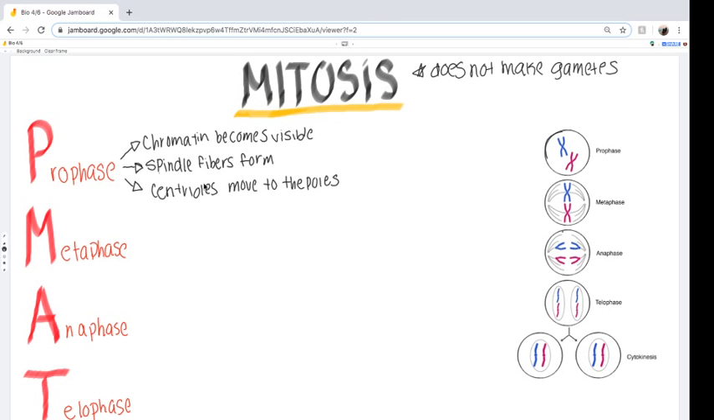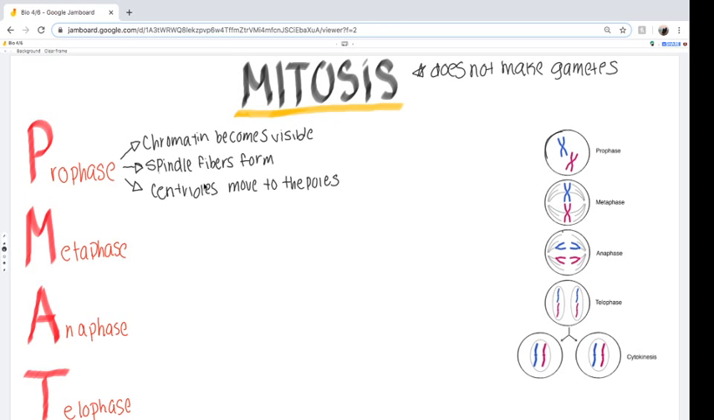I like to think of M as middle because the chromosomes will start to line up in a single file in the middle of the cell. If you look at the diagram on the right again, you can see that the chromosomes are lined up in a single file over here, and the spindle fibers run from the centrosomes to the centromeres of the chromosomes. If you see, these are spindle fibers, and they're attaching to the centromeres of the chromosomes.